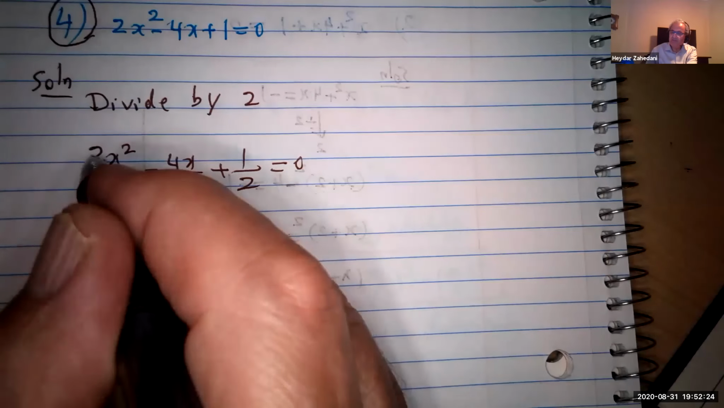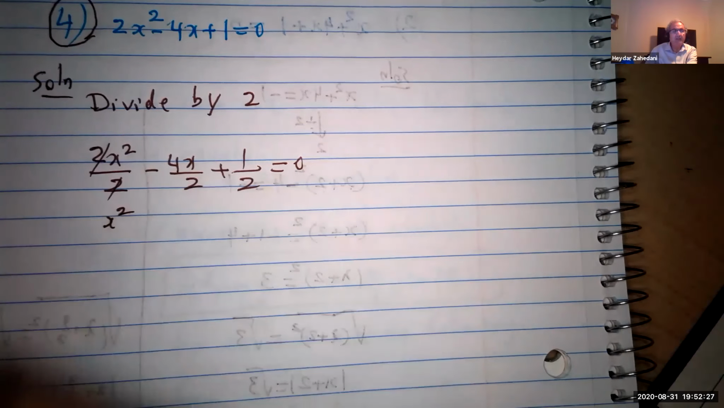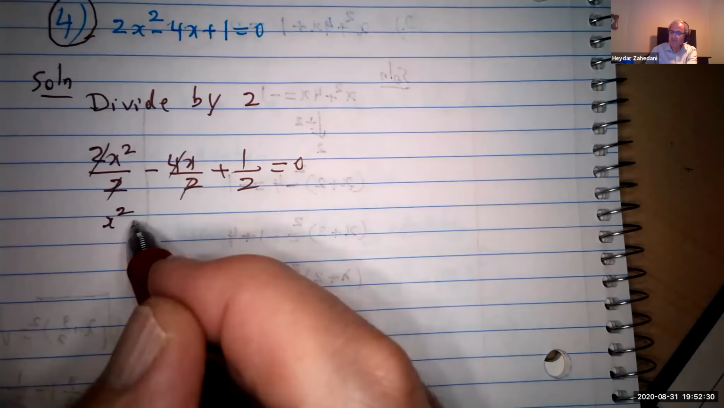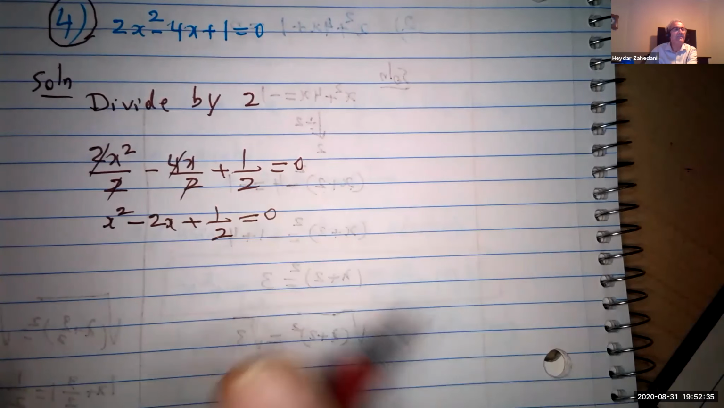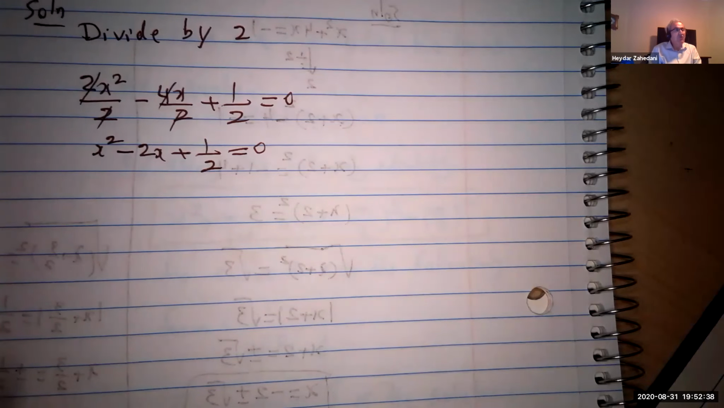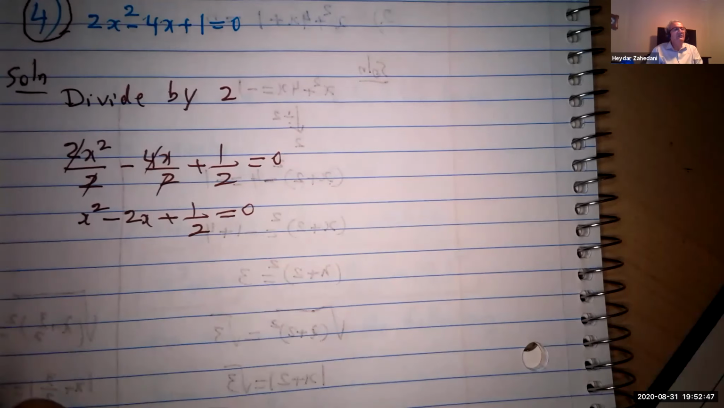You simplify it, so that gives you x squared, minus 2x, and you have plus 1/2 equal to 0. So we say we normalize the coefficient of x squared. The coefficient of x squared was 2, we divided by 2. Now we are ready to apply the completing the square method. Any question? This method cannot be done if the coefficient of x squared is anything other than 1. Now, two steps.